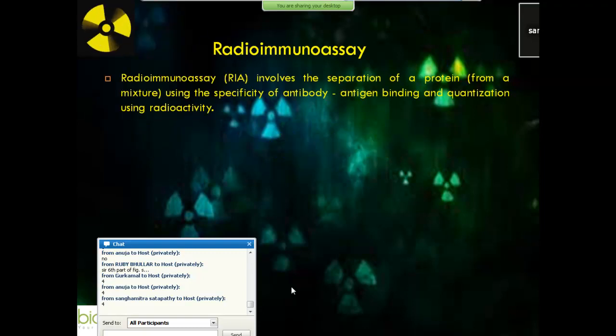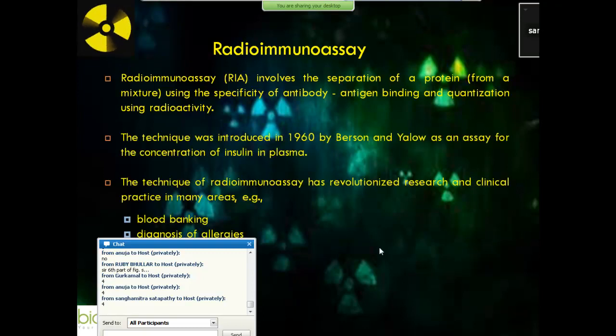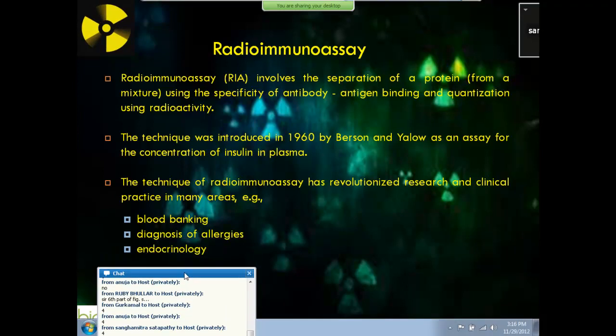Radioimmunoassay involves the separation of a protein from a mixture using the specificity of the antigen-antibody interaction, and then it is quantitated by a radioactive element. The technique was introduced in 1960 by Yalow and Berson, and it was used for assaying insulin from plasma.